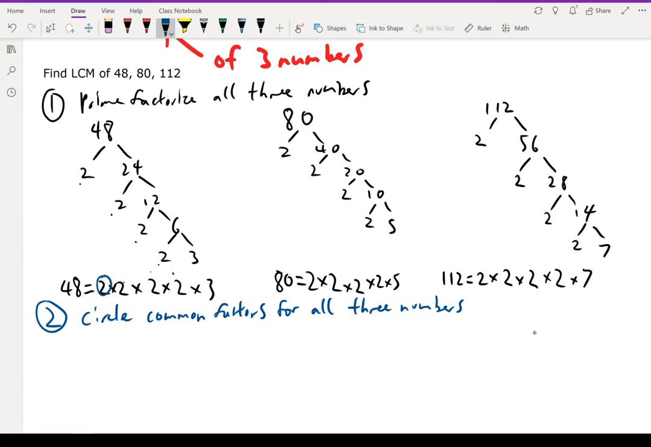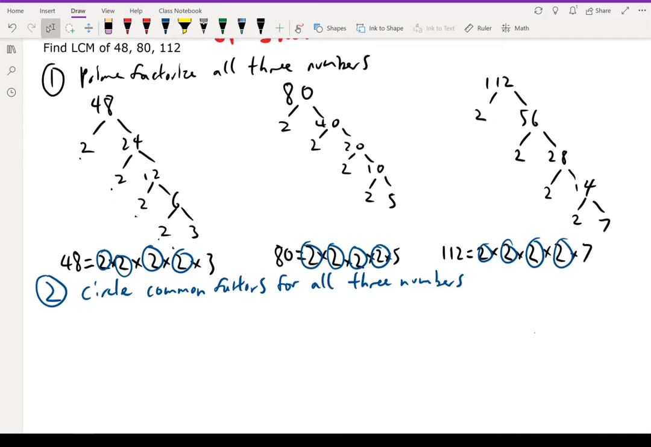So 2, 2, and 2, that's common for all. 2, 2, and 2, that's also common for all. So I'm going to now write down 2 times 2 times 2 times 2. This is common for all three numbers.